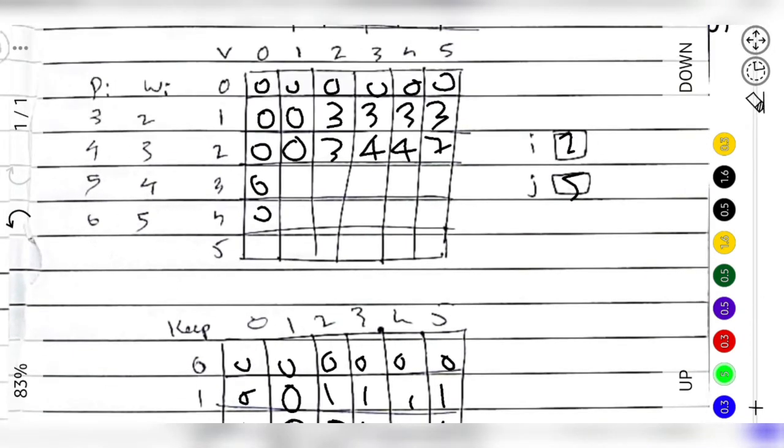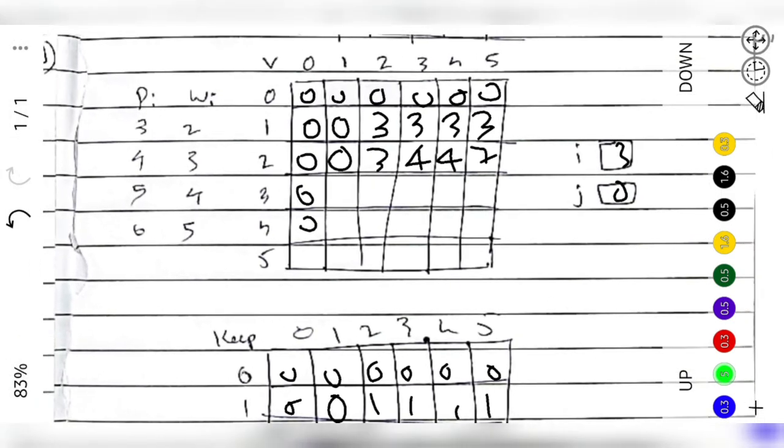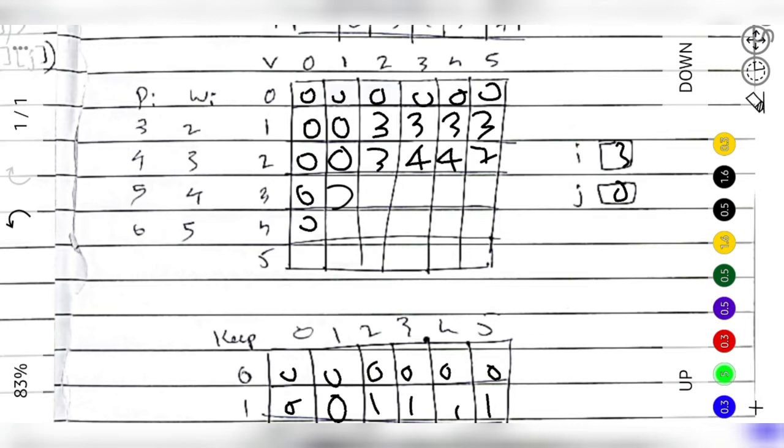Next, in the next row, i will become 3 and j will become 0. Now when i is 3 and j is 0, we are concerned about this one. See, j will be 1 because this is anyway 0, so we have to start with j equal to 1. So let's make that change here.